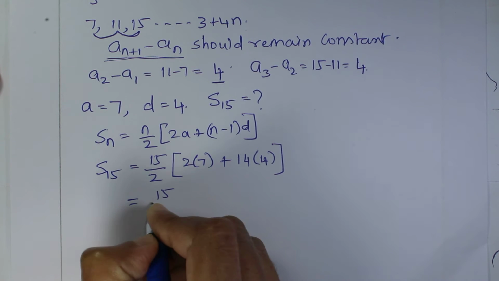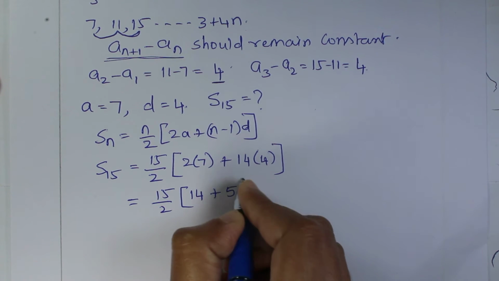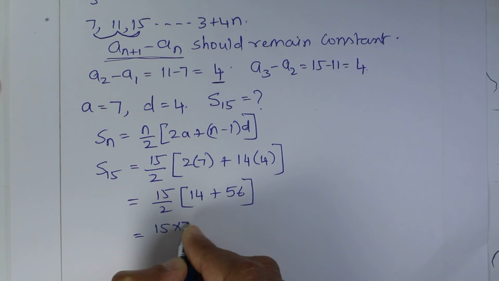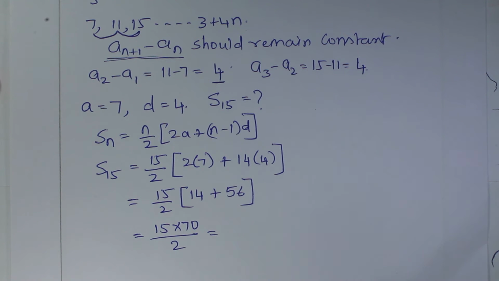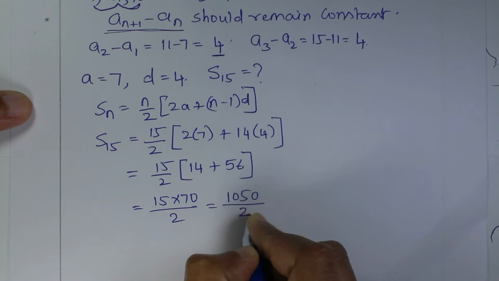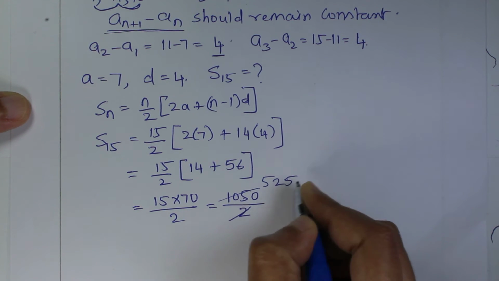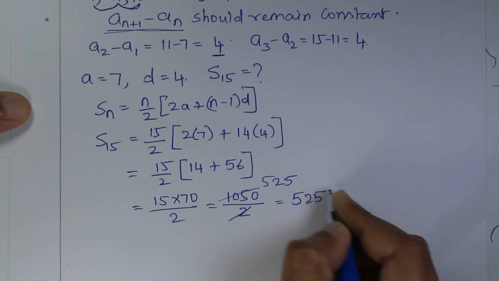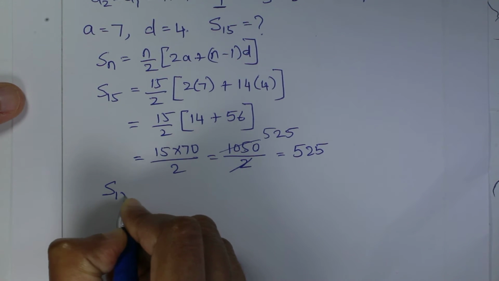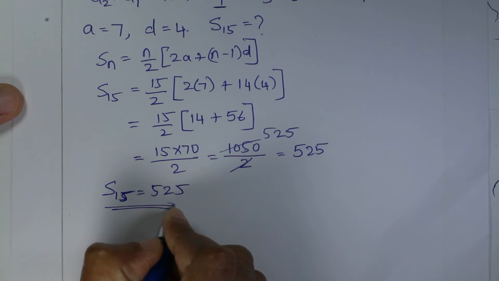It is equal to 15 by 2 into 7 2s are 14 plus 14 4s are 56, that is 15 into 70 by 2. 15 7s are 105, so 1050 divided by 2. 2 5s are 10, 2 2s are 4, 2 5s are 10. That is equal to 525. So the sum of the first 15 terms of this arithmetic progression, S15, is equal to 525. Hope this is clear for you.